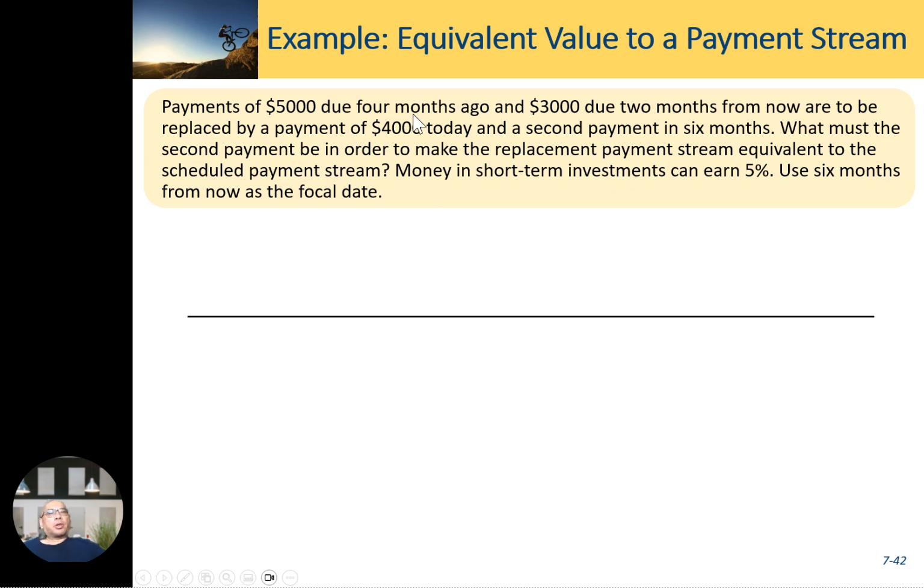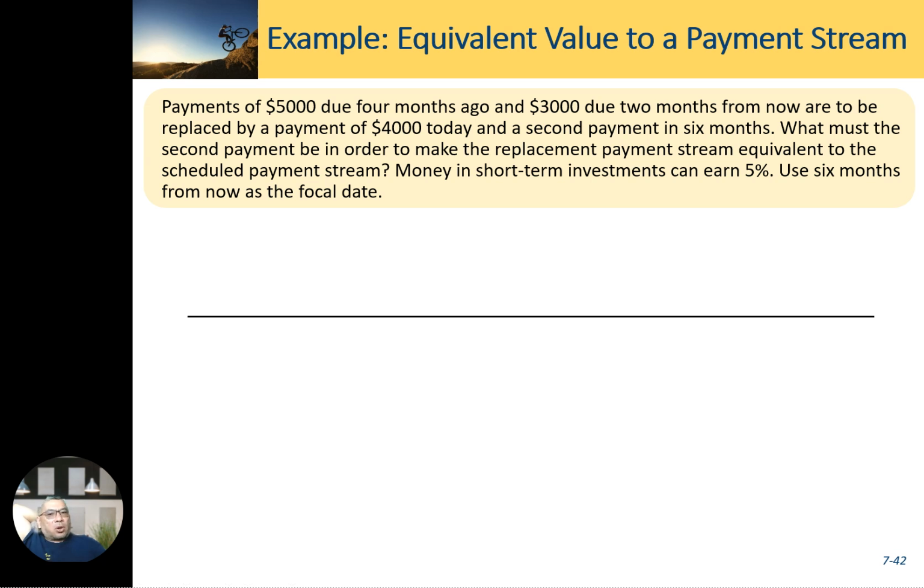Payment of 5,000 due in 4 months and 3,000 due in 2 months from now are to be replaced by a payment of 4,000 today and a second payment in 6 months. What must the second payment be in order to make the replacement payment stream equivalent to the scheduled payment stream? Money in the short term can earn 5%, so use 6 months from now as the focal date.